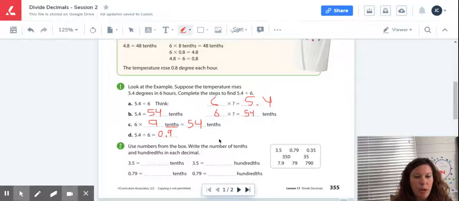Okay, number 2. Use numbers from the box. Write the number of tenths and hundredths in each decimal. So 3.5 is equal to 35 tenths.